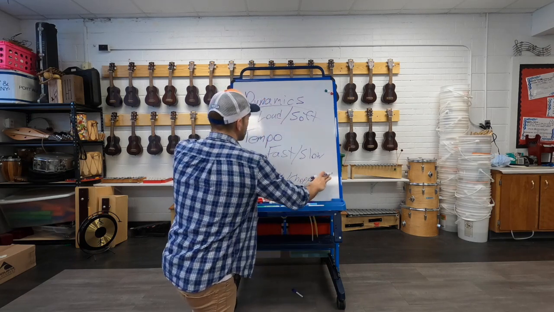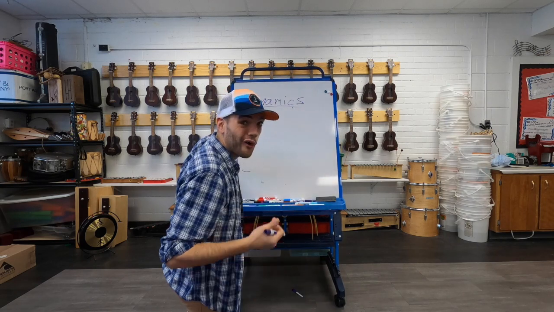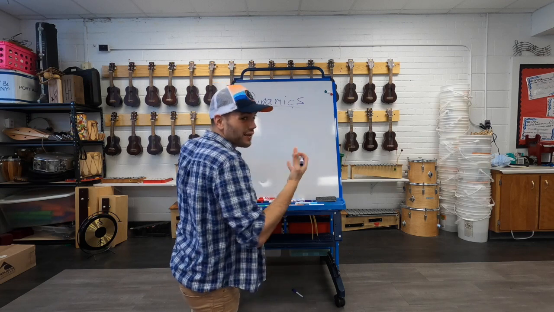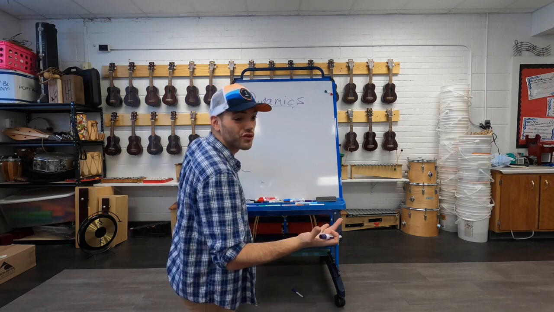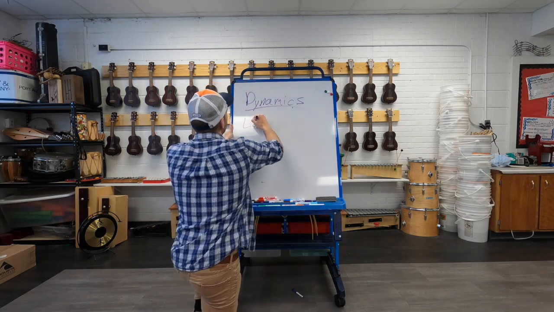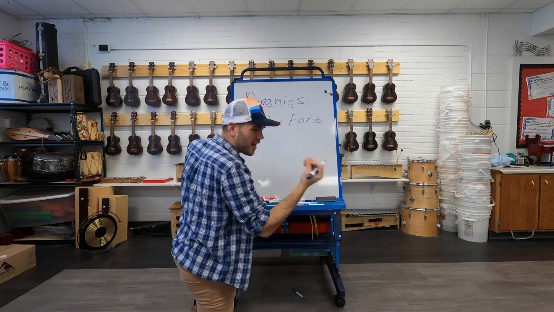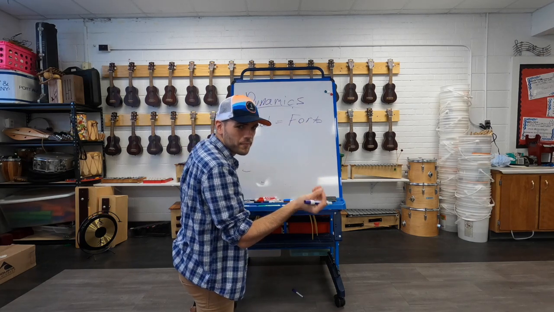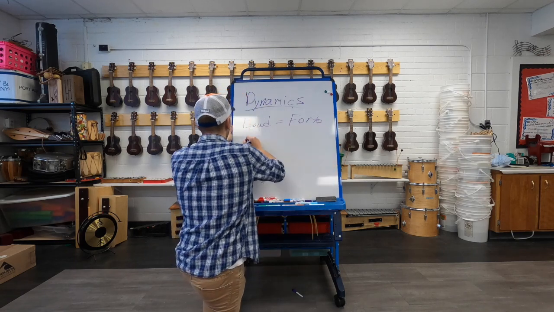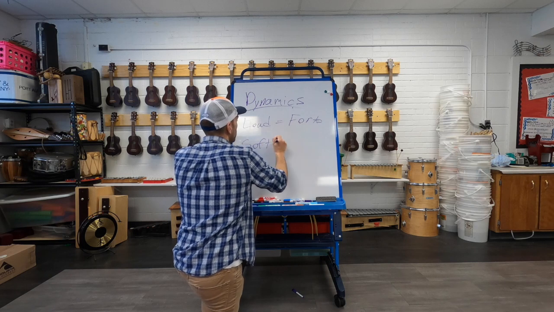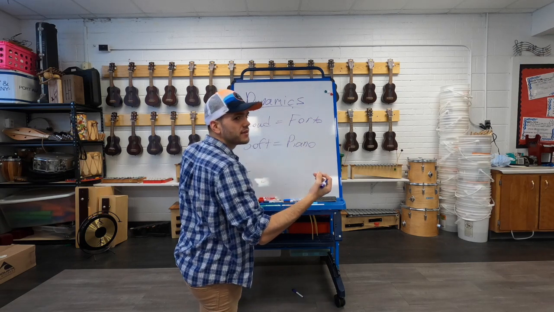Now, let's focus a little bit on dynamics. Dynamics, like I said, are how loud or soft music is. And in music, we oftentimes use the Italian language for describing music. So for loud, we're going to use the word forte. If you could get a good Italian hand ready for me, you're going to say it together. Forte. Very good. Really nice. And then for soft, we will say piano.